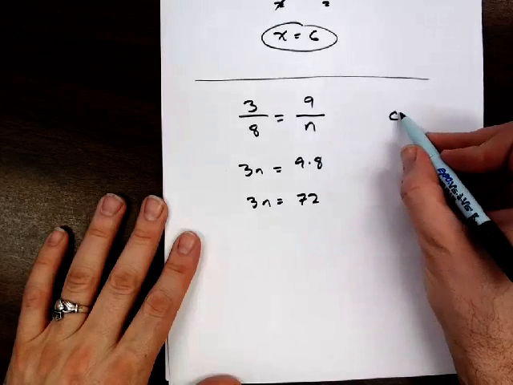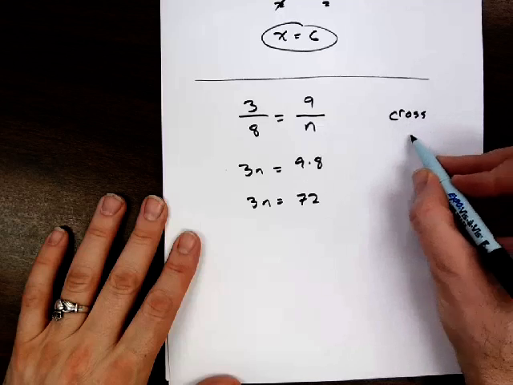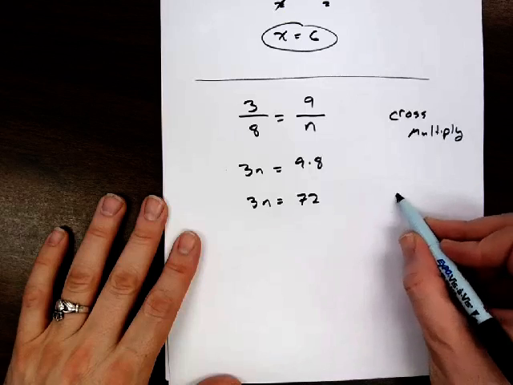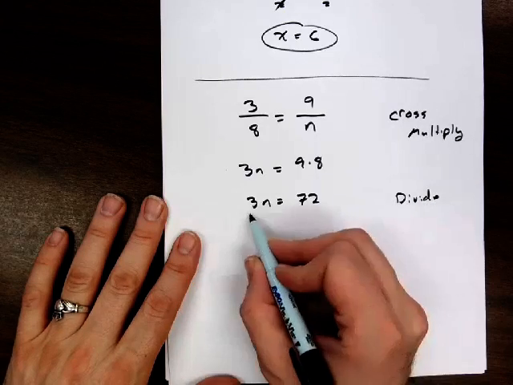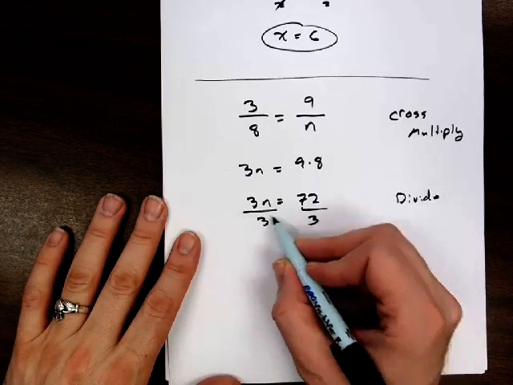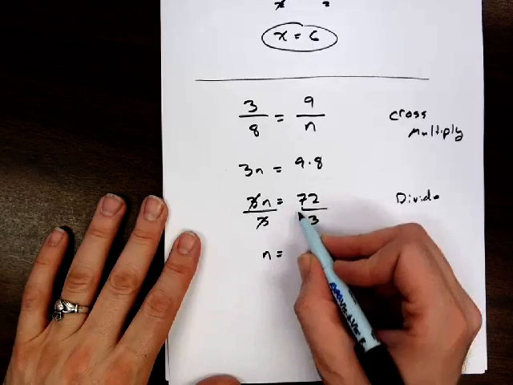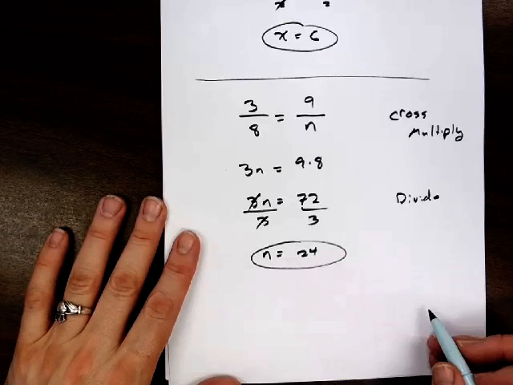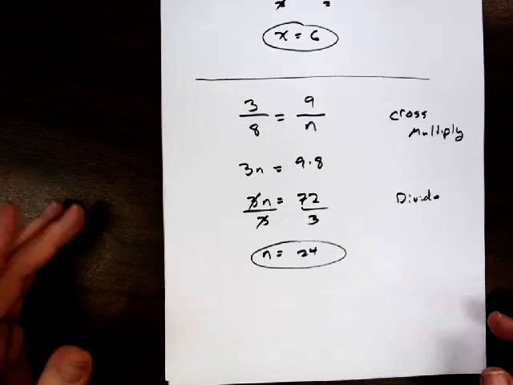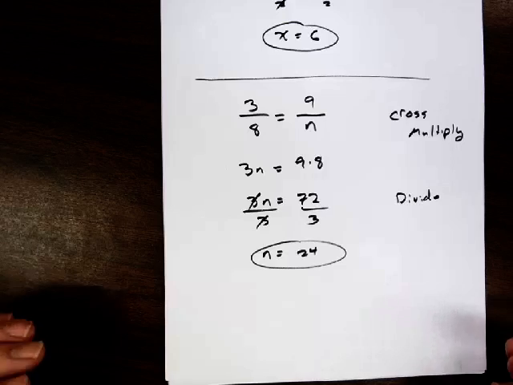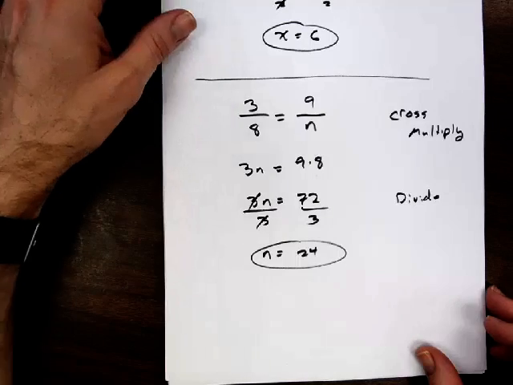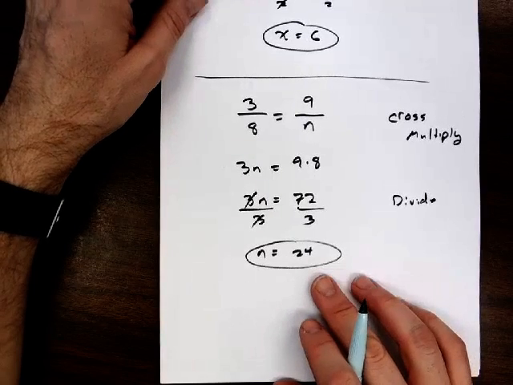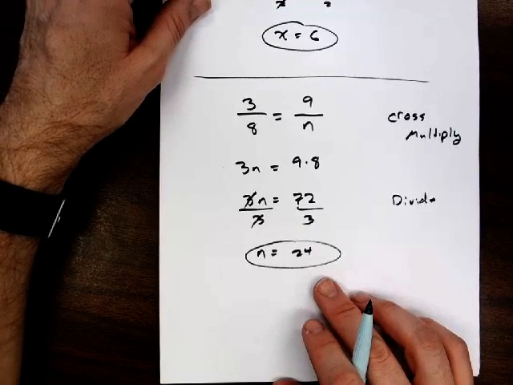So we cross multiply, and then we're going to divide, just like before. Here we're going to divide both sides by 3, and I'll have n is equal to 24. Yeah, that looks pretty good. So this is our general process for solving proportions for an unknown quantity. And just to let you know, this doesn't always have to be a whole number. It could be a fraction, it could be a decimal.